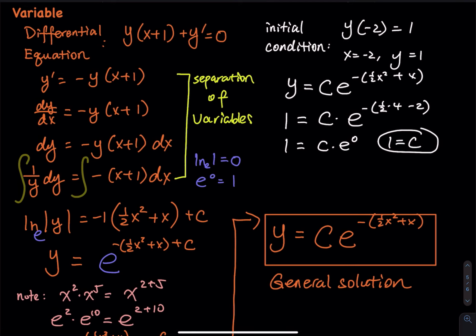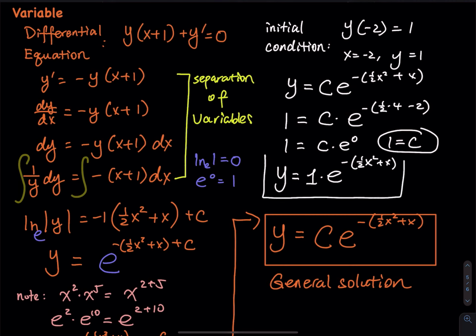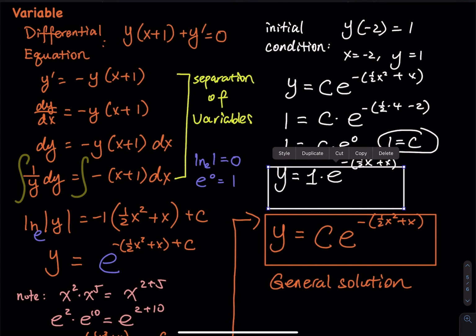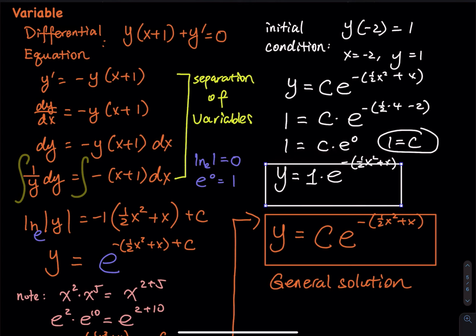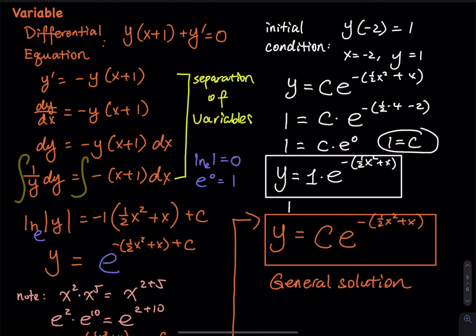And then you write the particular solution, that is y equals to 1 times e to the negative 1/2 x squared plus x. And then that's it. That is your particular solution. So let's label that. This is particular solution. Alright, so now the problem is finished.